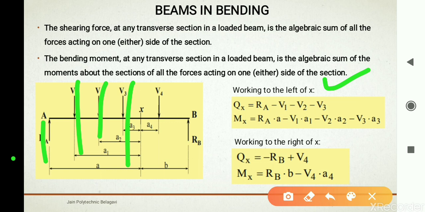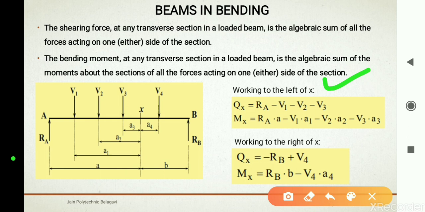So here the sign conventions are exactly opposite to what is mentioned in the previous slide, right? You can go through it, and also the moment which is calculated here, moment at x, and here again they are taking the left of x, working to the left of x. You should not come to the right side of the x section in a calculation of this type. So here you may come across moment, which is force into perpendicular distance normally.